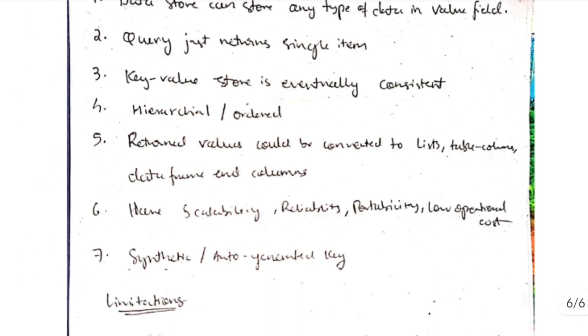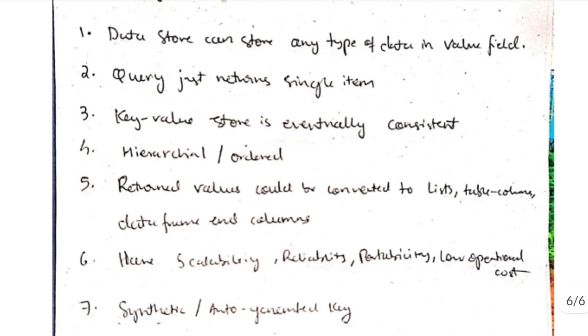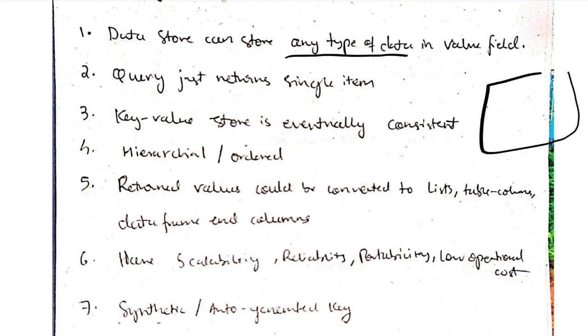Now let me map those things, whatever I told, for the advantages. These are the 7 advantages. A is nothing but any type of data. Data store can store any type of data in the value field. As I told you, in the value field you can have any type of data, image, audio, anything you want. Okay, next is S, secure. S for single. Query returns a single item. When you fetch a query, it will return just a single item, not all the items with one key. Obviously, why? Because one key is associated with one item only, so that item will only be returned, single item.